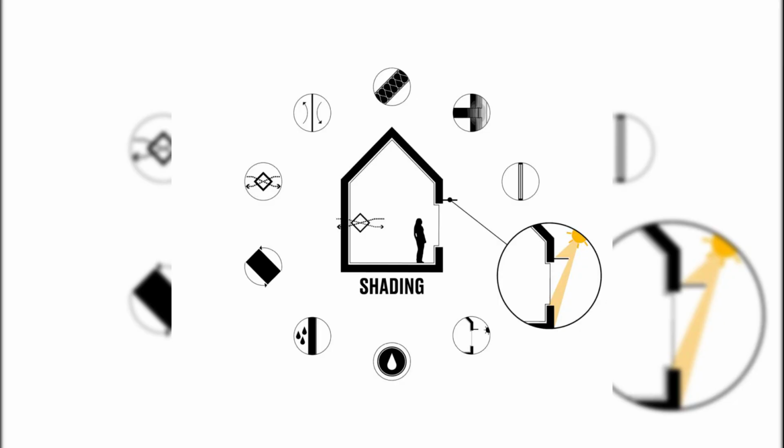Natural shading. Deciduous trees, bare in winter to allow sunlight, leafy in summer to provide shade. Architectural shading. Overhangs, louvers, pergolas, or balconies that block high summer sun while allowing low-angle winter sun. Operable shading. Exterior-mounted shades, blinds, or screens, which are more effective than interior ones since they stop solar radiation before it enters the building.